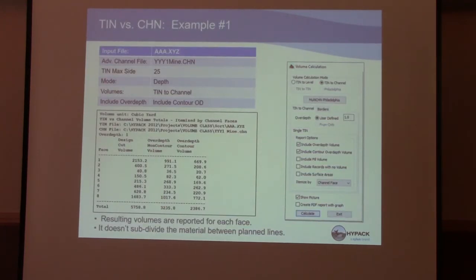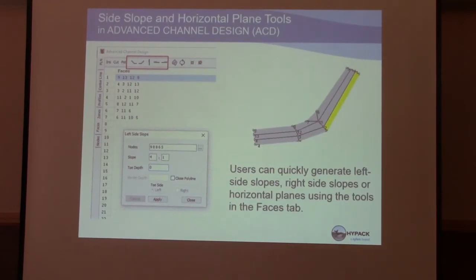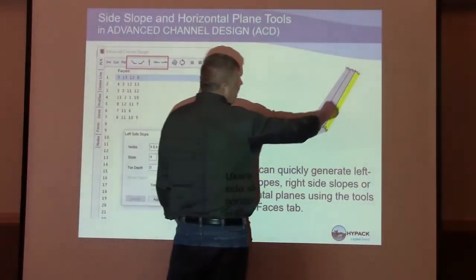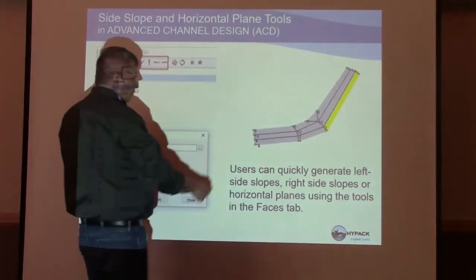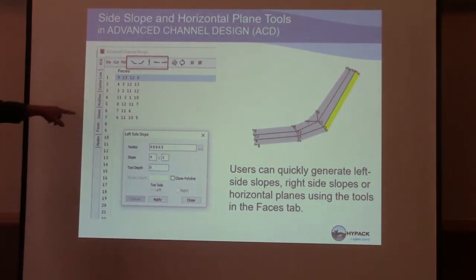Bring that in. So in tin versus channel, here we've made some slopes. So you've got the center of your channel, and then they've got faces out here that are where your slopes are. You can create left and right side slopes and tell it which ones to create, and it'll take those faces or those nodes and it'll generate a face on the outside of them. So you don't have to go in there and adjust your slope. When you do that, you do put a toe depth. So it goes from your channel depth up to the toe depth so that your slope is generated properly.